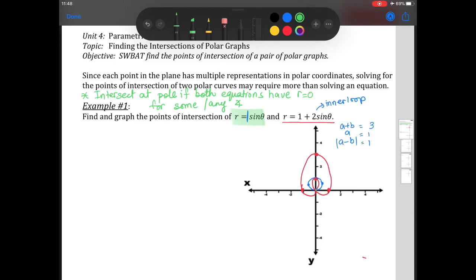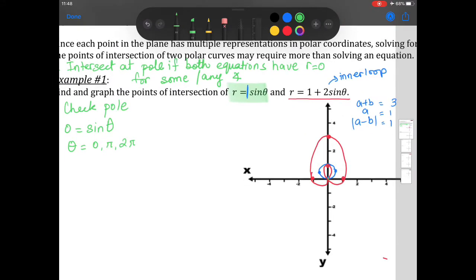What does that mean? So the first thing I'm going to do is check whether the pole is a point of intersection or not. So that's my first thing. How do I do that? I take each equation and set it equal to 0. So r, not r, my bad, it's just sine theta. So give me the theta values. Theta would be 0, pi, and 2 pi, right? Now, I did get an angle, some angle or any angle, right? That's what it said.